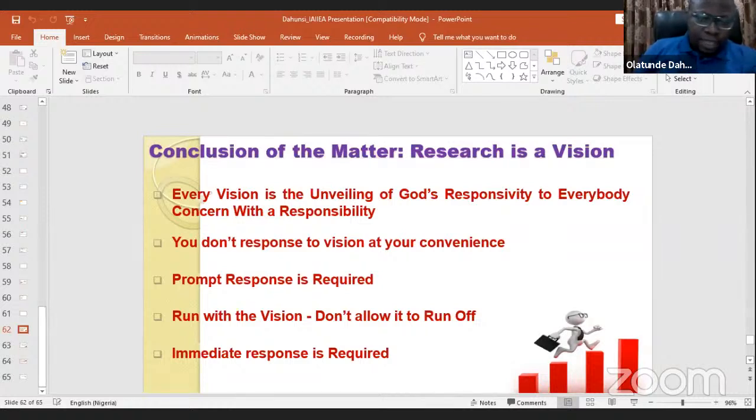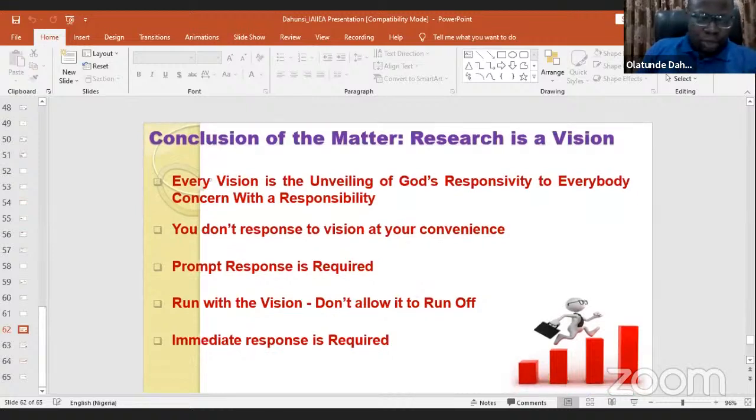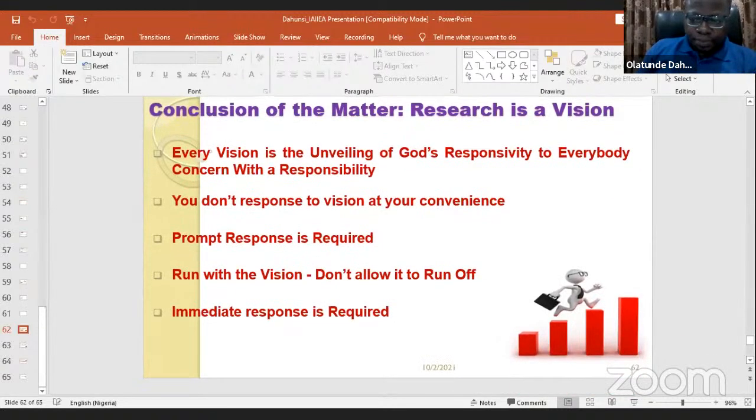What I'm saying tonight is very simple: if you are a researcher or an academic like myself, you must see research as a vision that you must run with. And this is the time to start running with the vision.